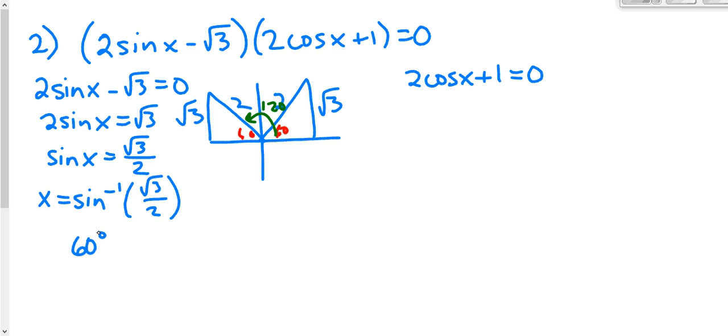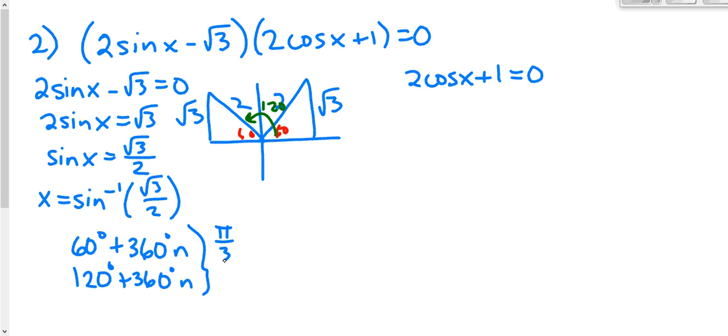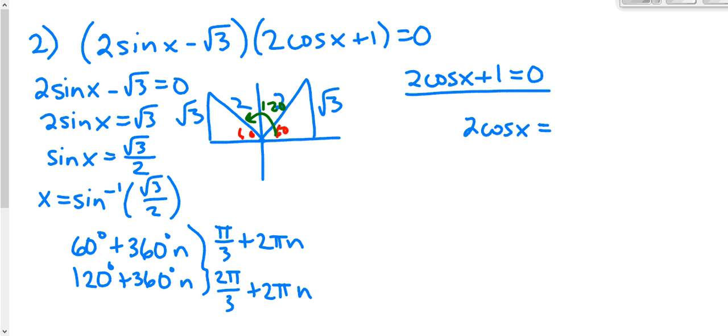Okay, so we have 60 degrees plus 360n, and we have 120 degrees plus 360n. So changing those into radians, we have pi over 3 plus 2 pi n, and we have 2 pi over 3 plus 2 pi n. Now let's do the other equation. So we're going to subtract 1 from both sides and divide by 2. And then take the inverse cosine.